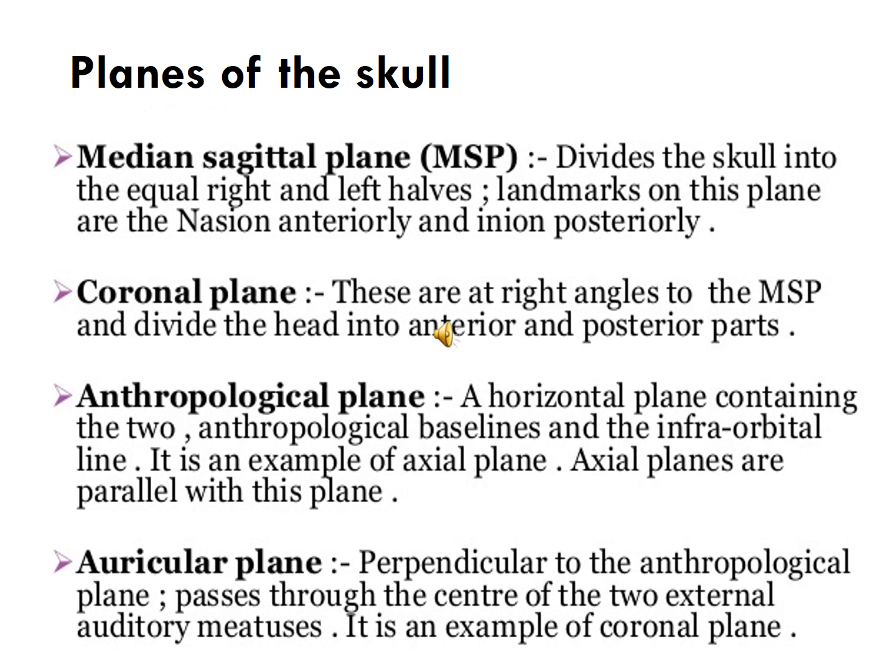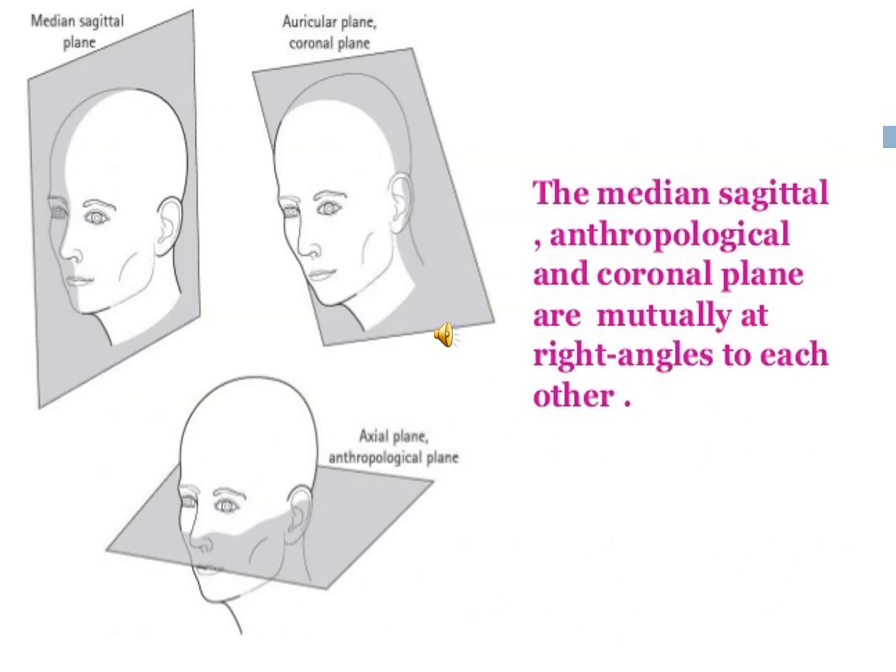Anthropological plane, a horizontal plane containing the two anthropological baselines and the infraorbital line. It is an example of axial plane. Auricular plane, perpendicular to the anthropological plane, passes through the center of two external auditory meatuses. It is an example of coronal plane. The median sagittal, anthropological, and coronal planes are mutually at right angles to each other.